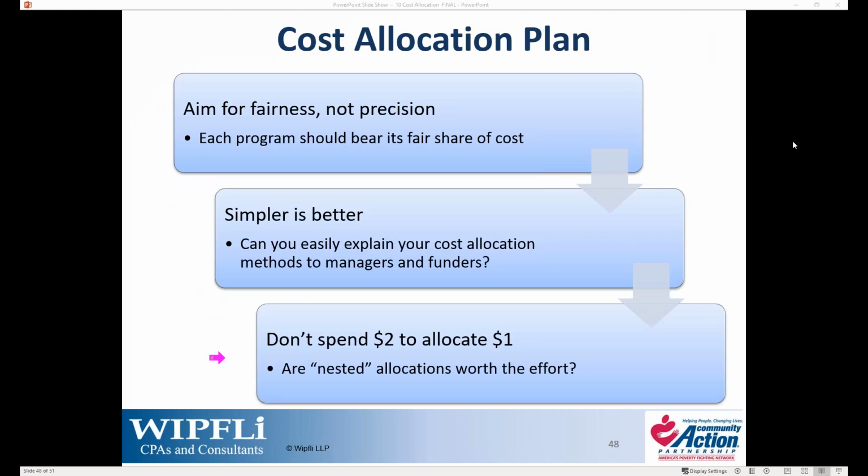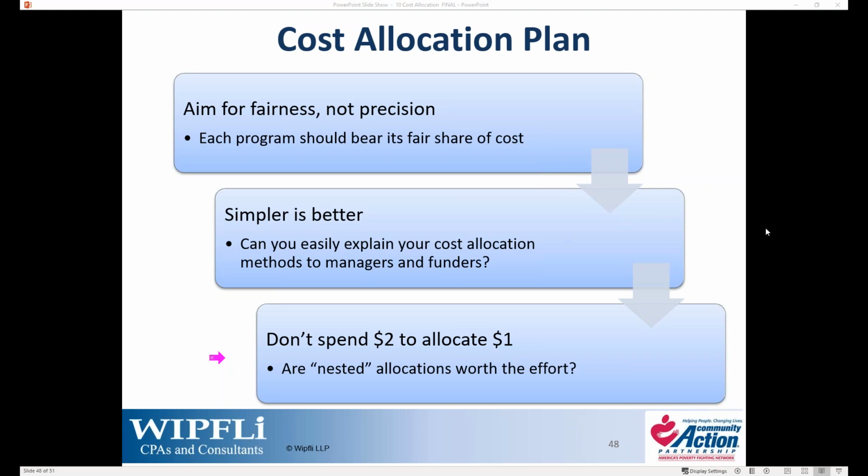When we're thinking about cost allocation, we're aiming for fairness, not precision. It's not going to be exact, as I told you, and each program needs to pay their fair share. That's what cost allocation is designed to do. Simpler is better. Can you easily explain your cost allocation methods to managers and funders? Don't make it complicated. It doesn't have to be convoluted.